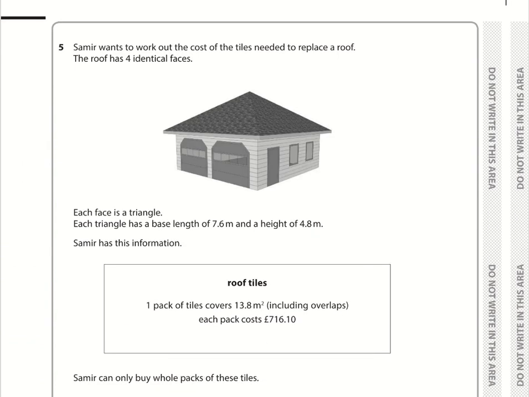Okay, so question number 5. The first thing we need to do is work out the area that is being tiled. Well, we've been told that it's 4 identical faces and each face is a triangle. So let's work out the area of one of these triangles. So the formula for the area of a triangle is the base times the height divided by 2. So that's 7.6 multiplied by 4.8 divided by 2. This is for one face, so for 4 faces, just multiply all of that by 4.